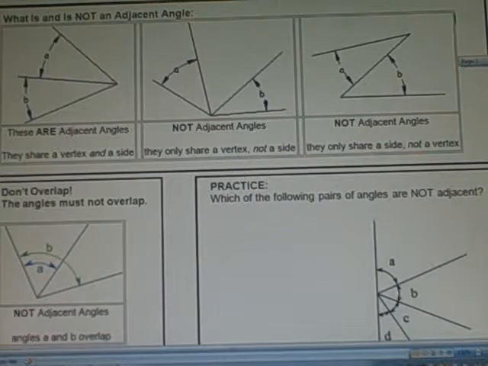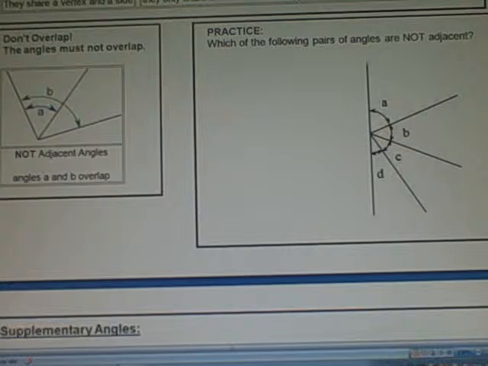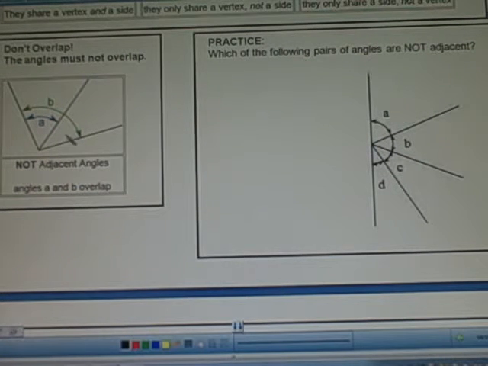Once again, adjacent angles cannot overlap. So if they are overlapping, like this total angle of B, which is stretching from this line all the way up to this line, is clearly overlapping angle A. So these are not adjacent angles.